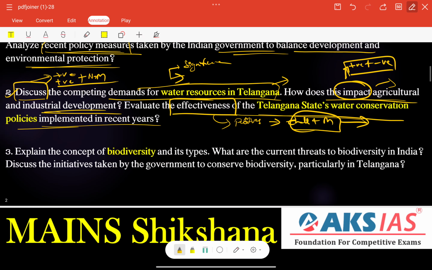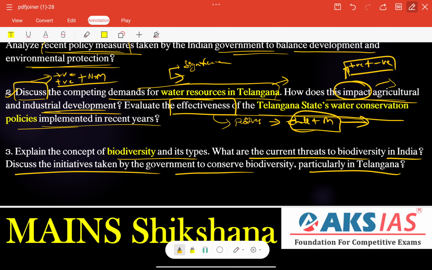Next, coming to the third question: explain the concept of biodiversity and its types. What are the current threats to biodiversity in India? Discuss the initiatives taken by the government to conserve biodiversity, particularly in Telangana, right? Here explain means just give a detailed or brief explanation, right? So biodiversity and its types are important keywords.